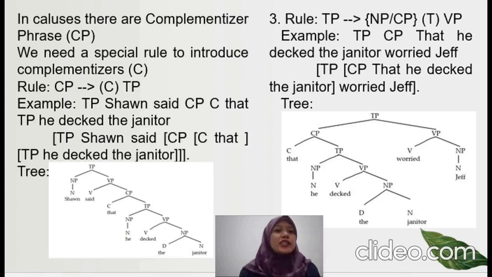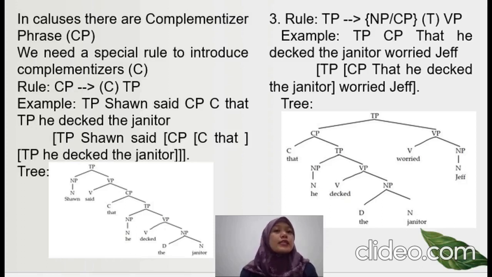And the last discussion is about complementizer phrase. In clauses, there are complementizer phrases. We need a special rule to introduce complementizer. This rule indicates that a complementizer phrase can consist of an optional complementizer followed by a tense phrase which represents a clause. In the example, Sean said that he hated the janitor. The complementizer that introduces the clause he hated the janitor after the verb said.